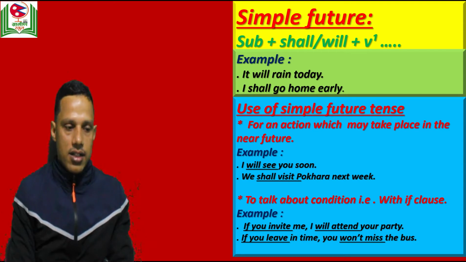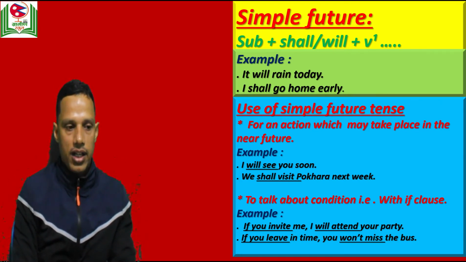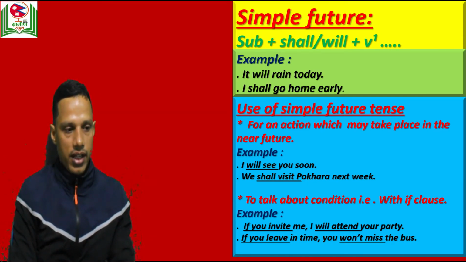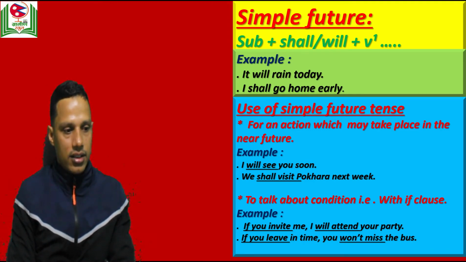Now we'll move to the next type of tense, that is simple future tense. Under future tense we have 4 categories, and the first subtopic is simple future tense. Can you please tell me the structure for simple future? Yes, you are right. That is subject plus shall or will plus verb 1. Let's see 2 examples for this. It will rain today. I shall go home early.